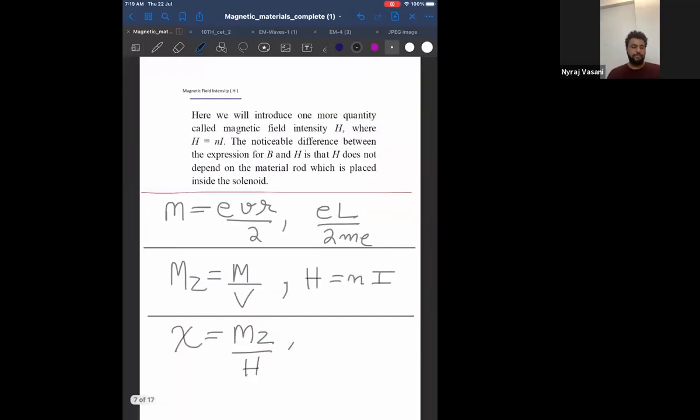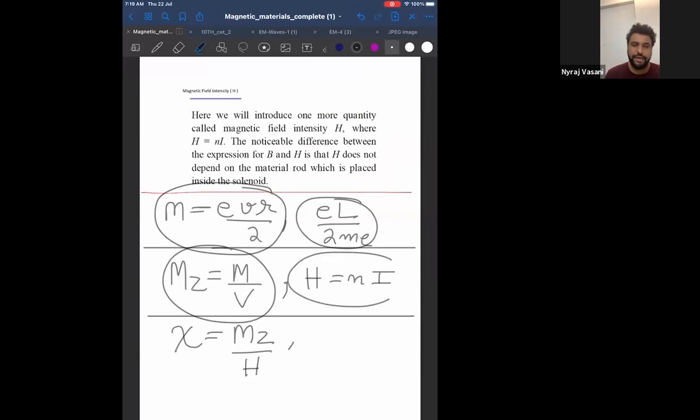So look at this formula. This is magnetic moment of an electron revolving around the nucleus. Even this is magnetic moment of an electron revolving around the nucleus. This is the formula for magnetization. This is the formula for magnetic field intensity. And this is the formula for susceptibility. These formulae you should know for today's class. Check whether you have it in your notes, in front of you. Check whether all that is done.